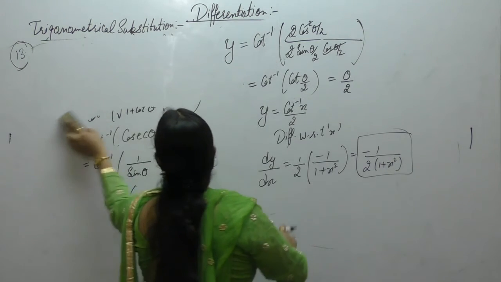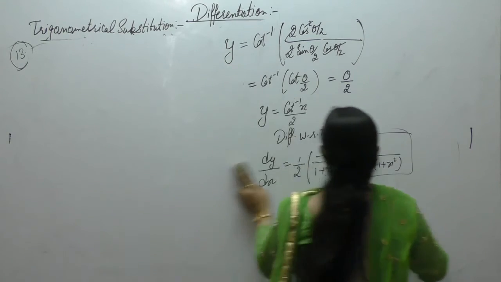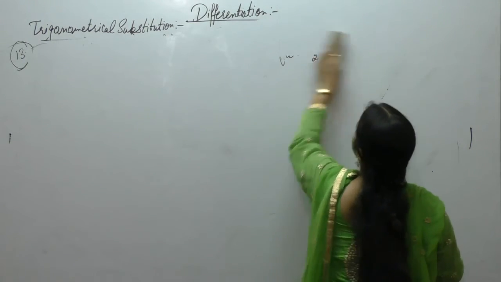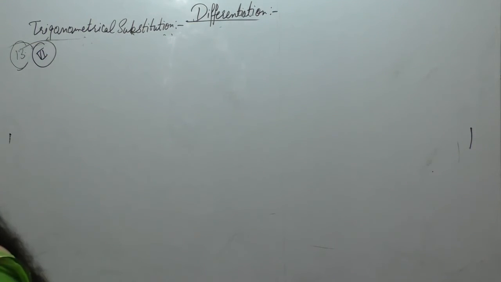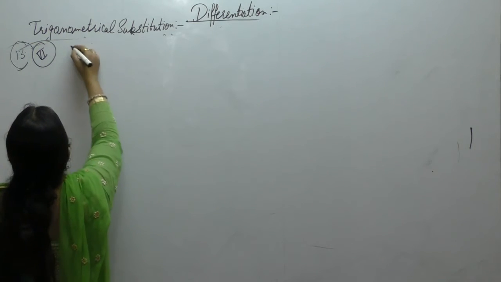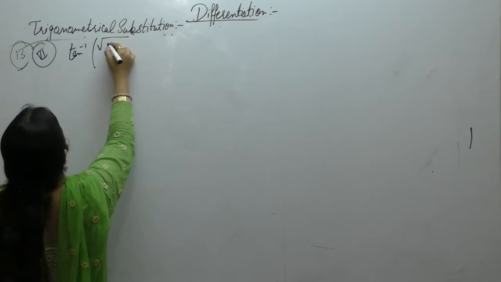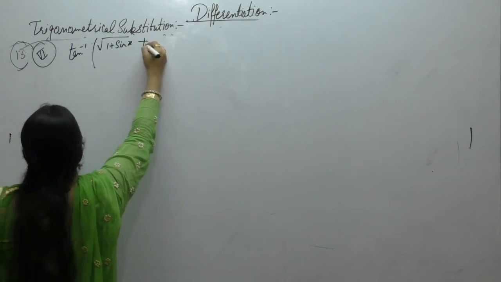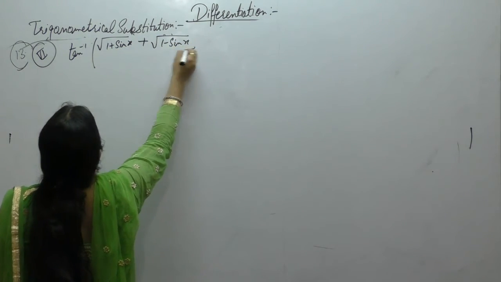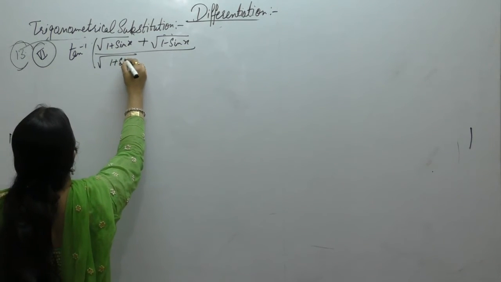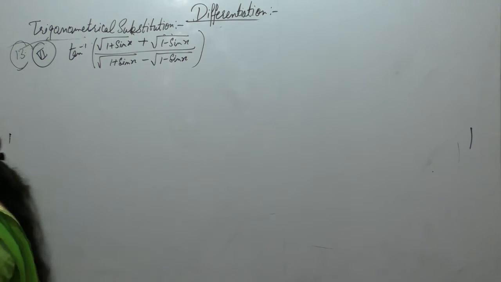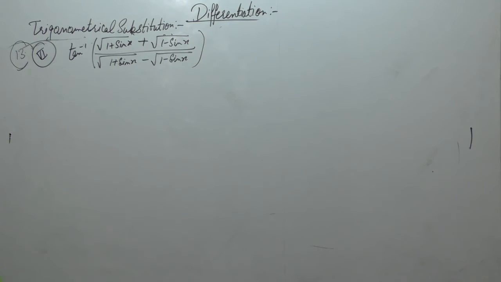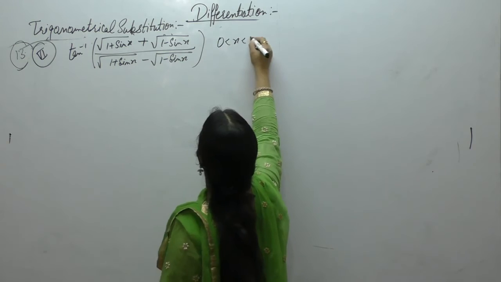Now the next part. Sixth part is tan inverse of (square root of 1 plus sin x plus square root of 1 minus sin x) upon (square root of 1 plus sin x minus square root of 1 minus sin x), and the limit is 0 to pi.